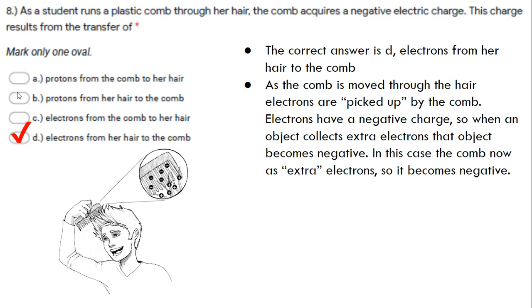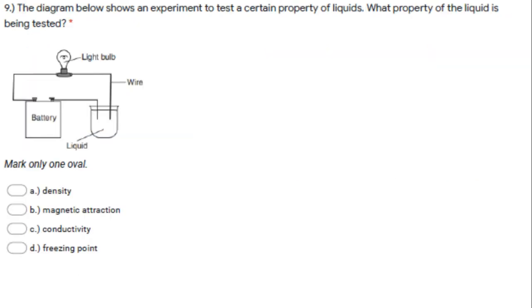So we can eliminate A and B off the bat. That leaves us with C and D. So we know that the comb is going to be negative, so that's going to be the one that gained the electrons. So we know that the hair has to give up the electrons to the comb. So the answer is D, electrons from her hair to the comb.